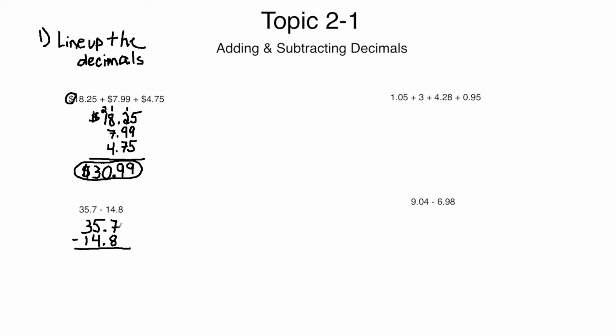We can't take 8 from 7, so we have to take one set of 10 from 5. That leaves 5 with just 4. 5 minus 1 is 4. So we're going to take that set of 10. 10 plus 7 is 17. Now we can take 8 from 17. 17 minus 8 is 9. Bring down the decimal. You can take 4 from 4 and get 0. And you can take 1 from 3 and get 2.